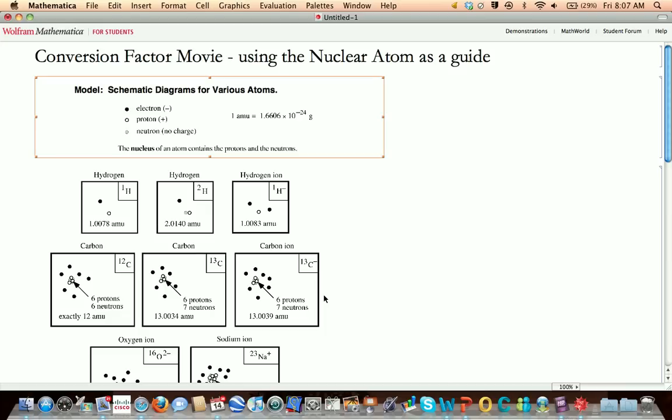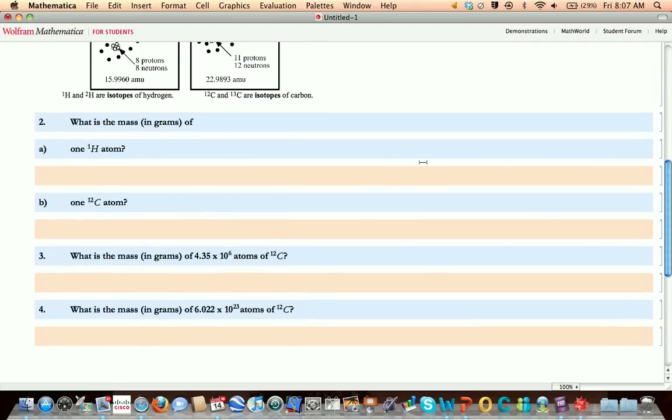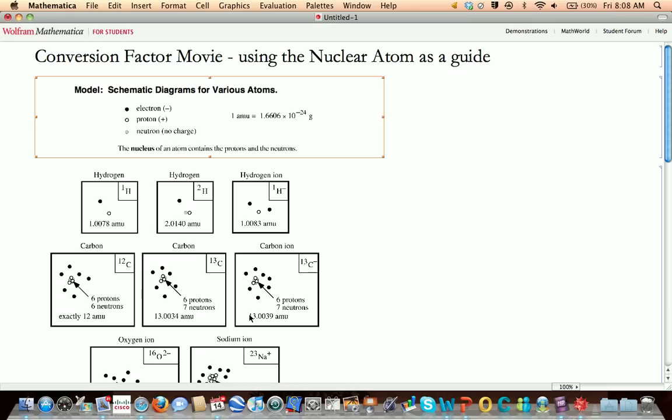This time, because I've received some questions about the nuclear atom and some of the problem solving, I thought I would create a quick film on conversion factors using the nuclear atom as a guide. The questions I'm really going to try to address come from the nuclear atom exercise, and they're really all about mass and conversions. This is something that we'll be using a lot, so I thought this might be a good archive video.